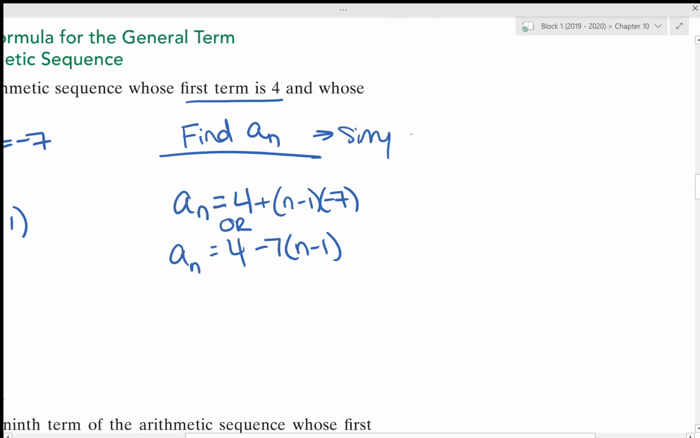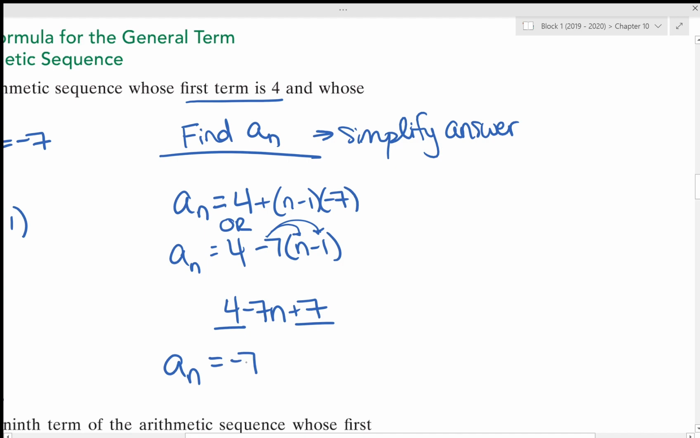Just if I ask you to simplify your answer, and only if it says to simplify, I want you to simplify this a little bit to get rid of your parentheses, kind of just make it one solid expression. So if I do that, I'm going to distribute my negative 7. So I get 4 minus 7n plus 7. And I'm going to combine my like terms. 4 plus 7 is 11. So really, a of n is going to be the same thing as negative 7n plus 11. This is the simplified nth term.